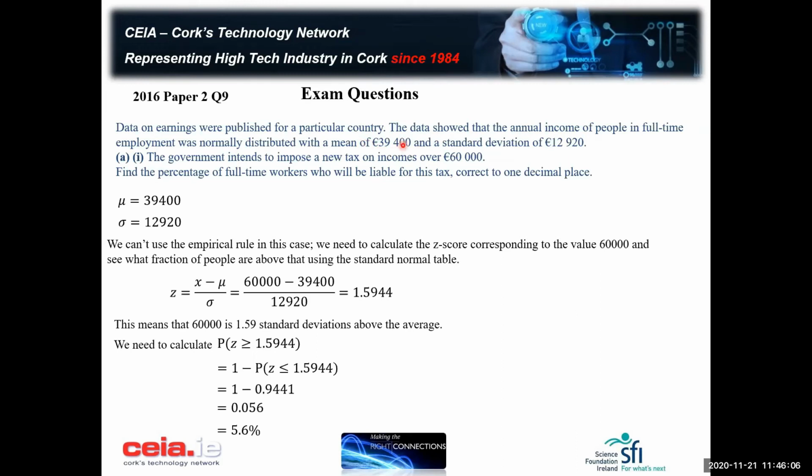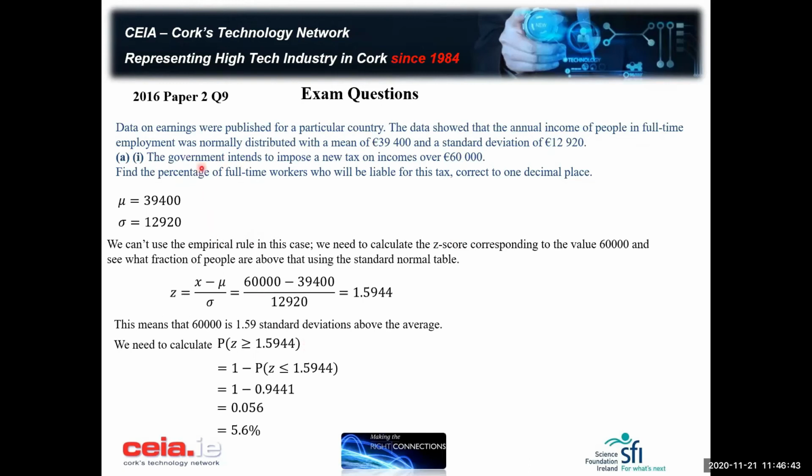They have the mean value, 39,400, and a standard deviation of 12,920. Now here, there's no mention of a sample. So we're just working with this normal distribution of the full population. You don't need to worry about inferences of samples in this case. It's just a direct look at the normal distribution of this data.